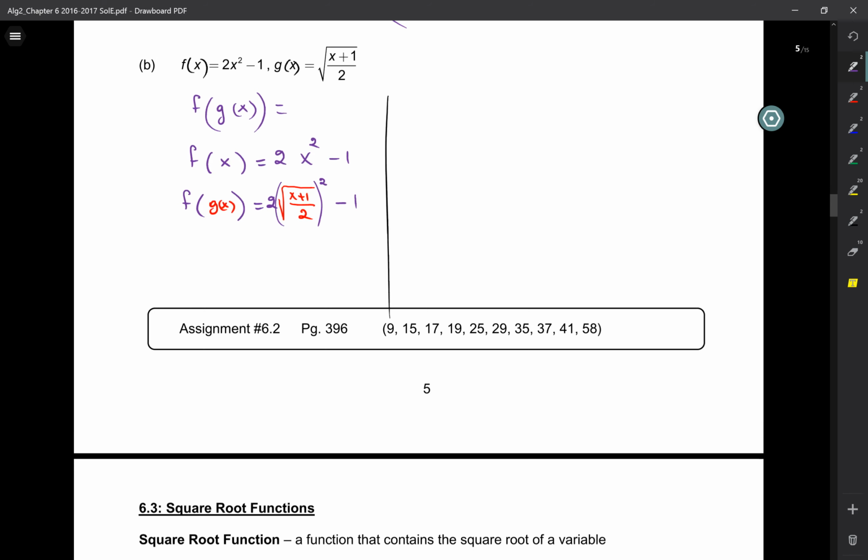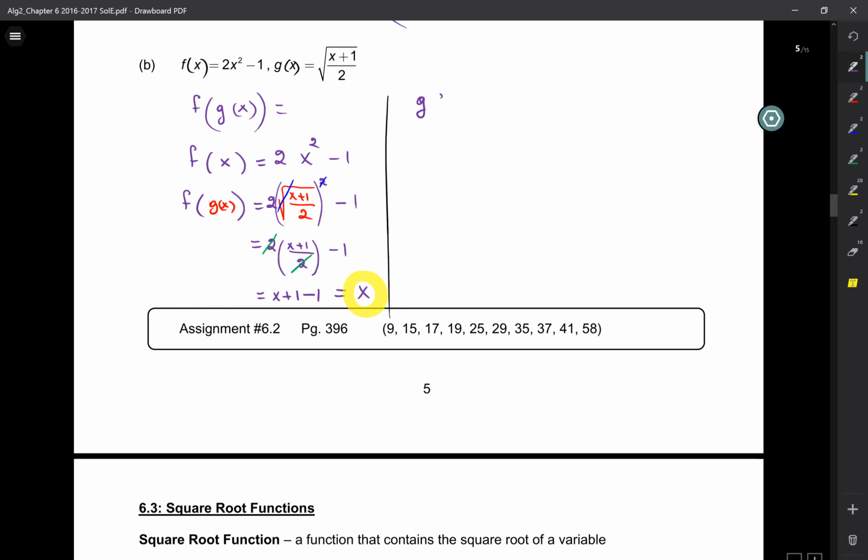Okay, now, what does the square do to the square root? Makes it go away. So I have 2 times x plus 1 over 2 minus 1. Can I cancel the 2's? Yep. Well, I just did, so I guess you could. So now what do I have? x plus 1 minus 1. What's that equal to? x. Oh my God, guys, there's hope. There is hope. Okay, now we got to do the other one.